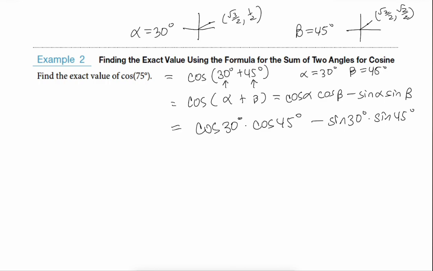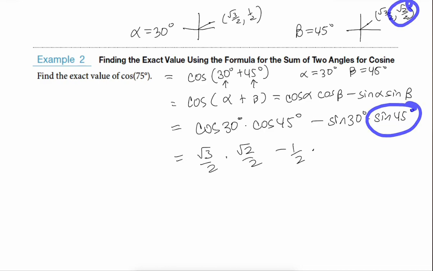Okay. So the cosine of 30 is the x value at 30, so that's going to be square root of 3 over 2. The cosine of 45 is the x value at 45, that's square root of 2 over 2. So I just pulled them from the unit circle. The sine of 30 is the y value at 30, that's 1/2. The sine of 45 is the y value at 45, that's square root of 2 over 2.